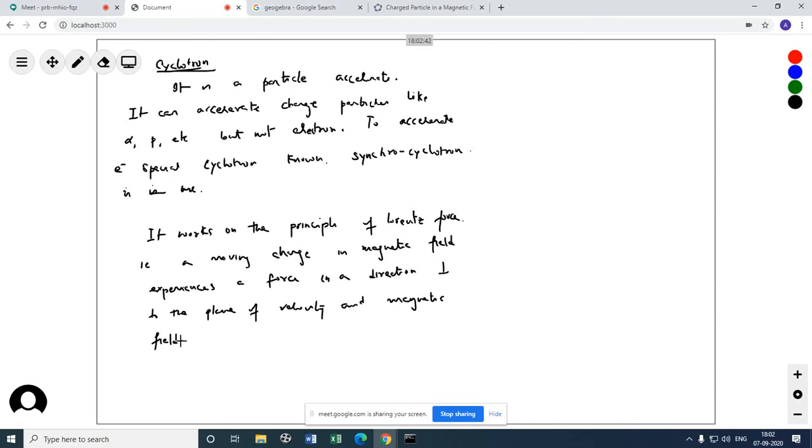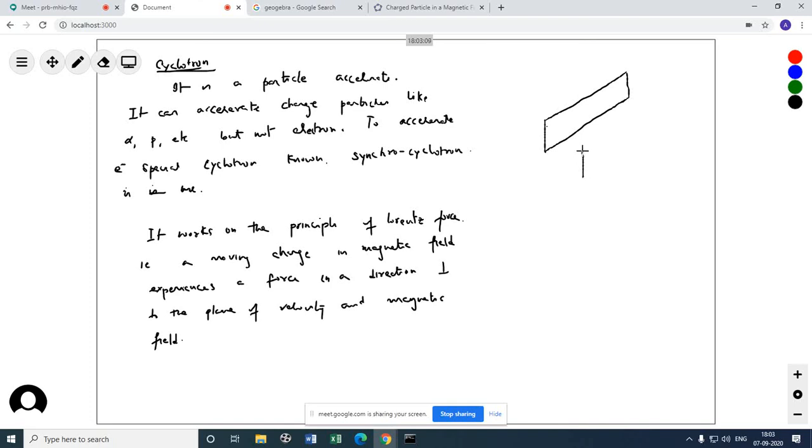So what does a cyclotron consist of? How does a cyclotron look? You see, a cyclotron will have two metal. I'm going to draw two diagrams here, one to explain to you and another the one which you will draw in the exam.